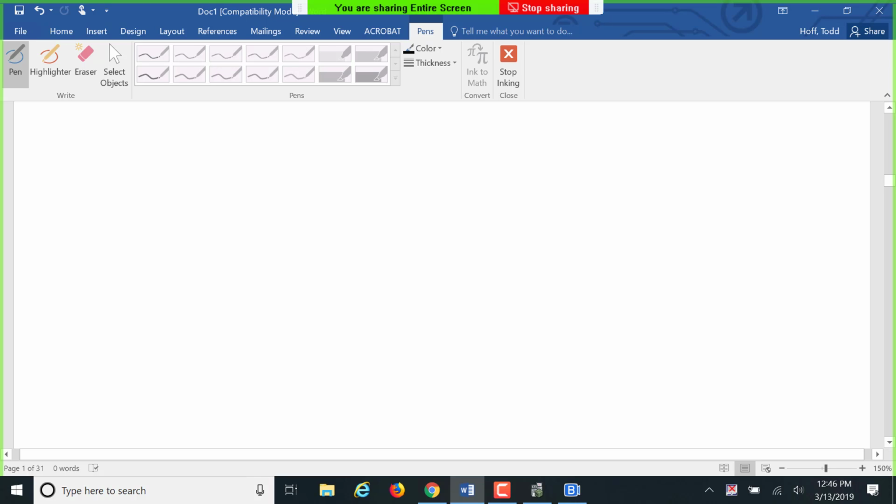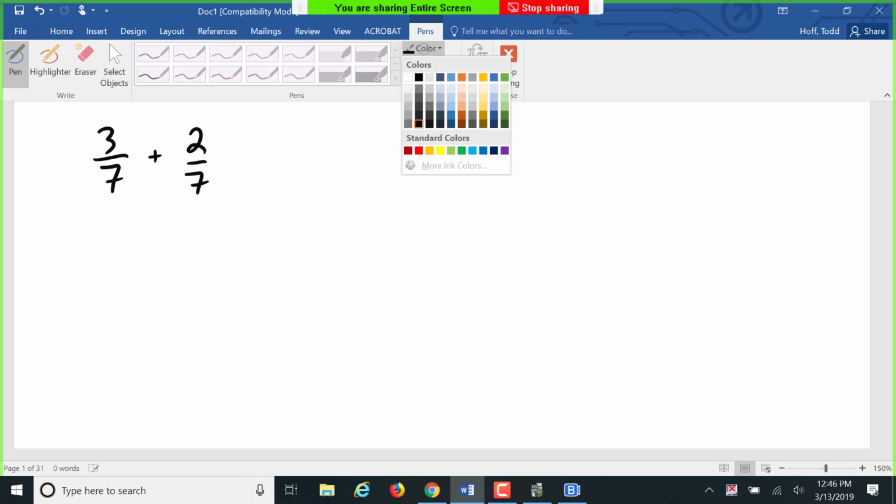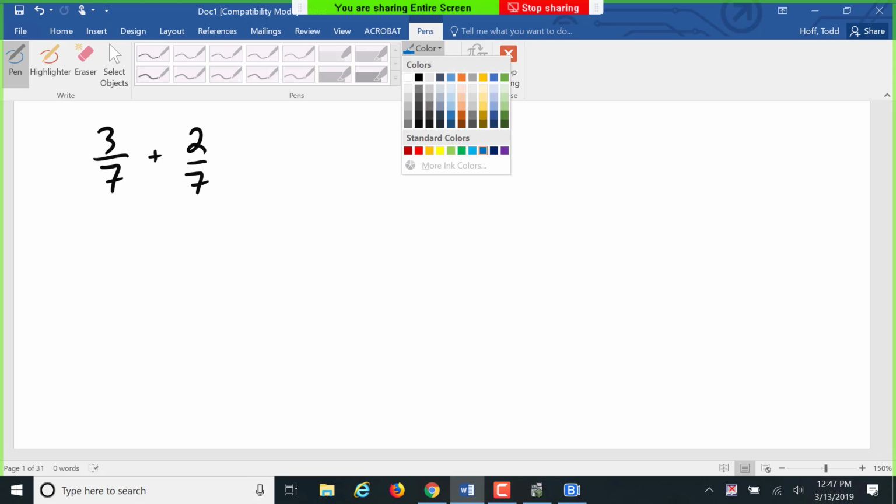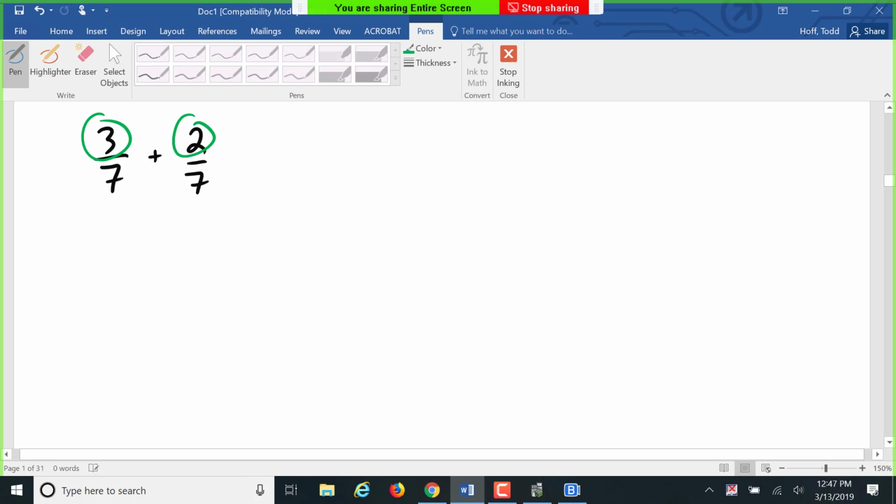When we look at adding and subtracting, remember, whenever we add or subtract, we need to have the same name. For fractions, that was having a common denominator. In this case, both of those fractions are sevenths. Because they have the common denominator, we can go ahead and add them. And when we add them, we combine the counts. 3 plus 2 is 5, and we just keep the same name.